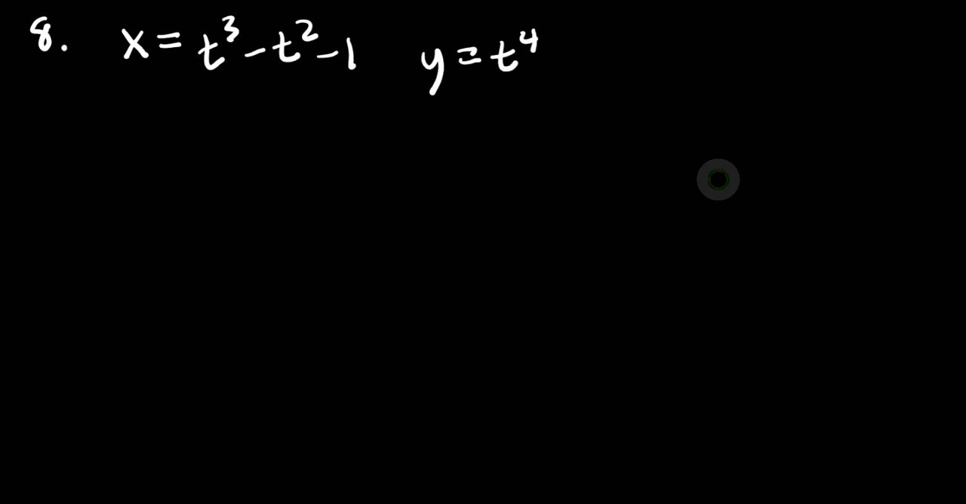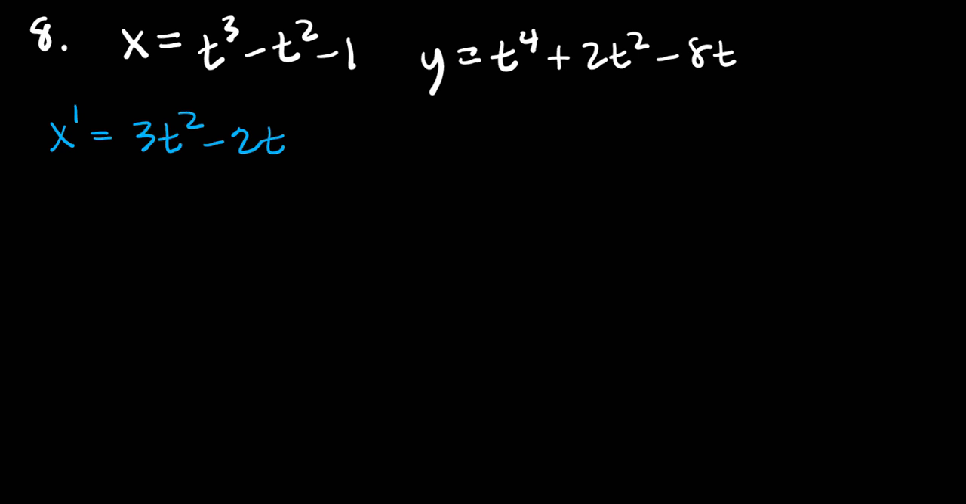Why is t to the 4 plus 2t to the 2 minus 8t? Okay, a vertical tangent is going to be a place where x prime equals 0 while y prime is not 0. So I'm just going to take x prime. Okay, figure out where that equals 0. And that's going to be t times 3t minus 2. That's going to be t equals 0 and t equals 2/3.